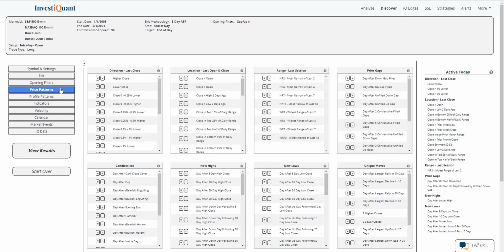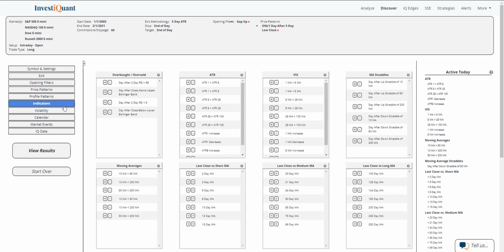Next, I'm going to go into the price pattern section. And we actually had a 10-day low close, and that can be found here in the new lows section. But for today, I'm going to just hit equals next to day after a 5-day low close. The reason I'm doing 5 instead of 10 is it's just going to give us more samples to look at. When you go to 10, it starts getting a little bit thinner on the sample sizes. So I'm going to go ahead and stick with a 5-day low close.